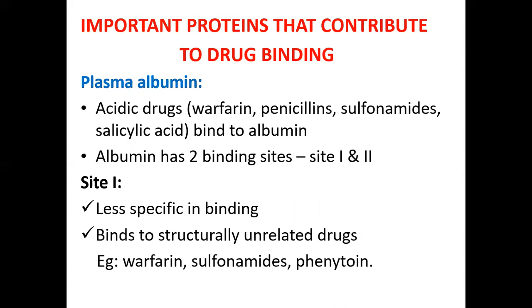So the two important proteins are albumin as well as alpha-1 acid glycoprotein. Let's discuss plasma albumin in detail. Acid drugs, mainly warfarin, penicillin, sulfonamide, salicylic acid, bind to albumin. And albumin has two binding sites, namely site 1 and site 2.